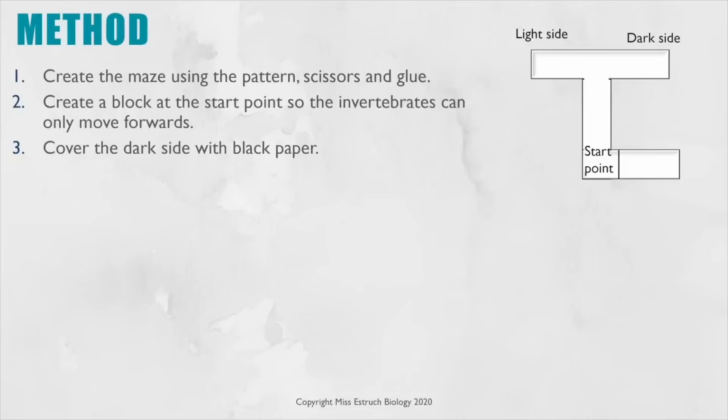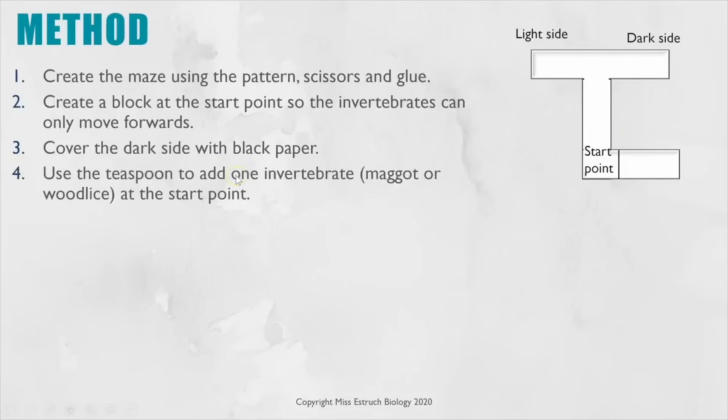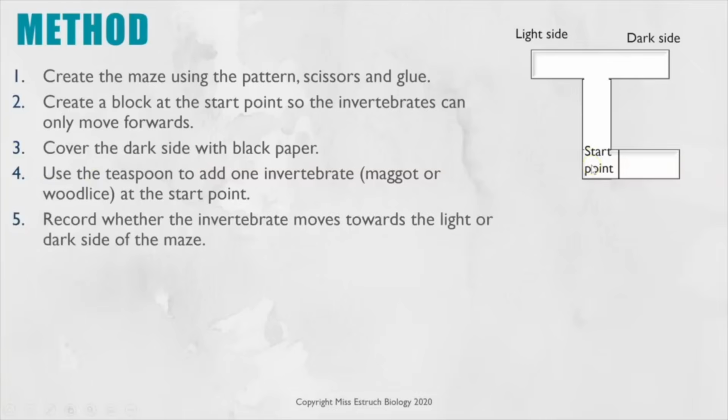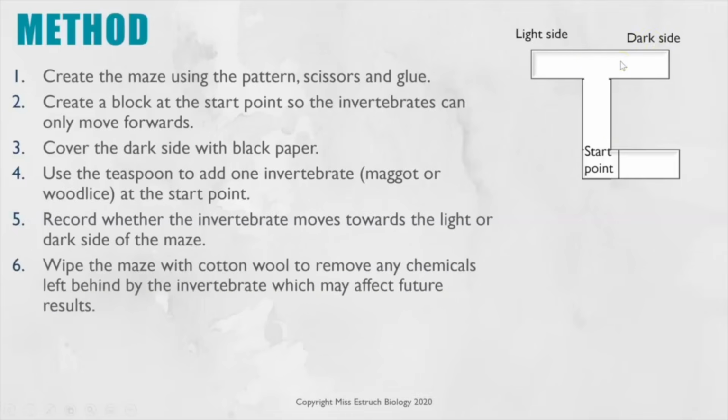Alternatively, if you are just going to do this method, then you can create a maze that doesn't have that section. So that's now the maze all set up. Now we're ready to do the experiment. So use a teaspoon to carefully add one of your invertebrates into the start point. Then observe and record which side they move to. So do they move along and go to the light or the dark side?